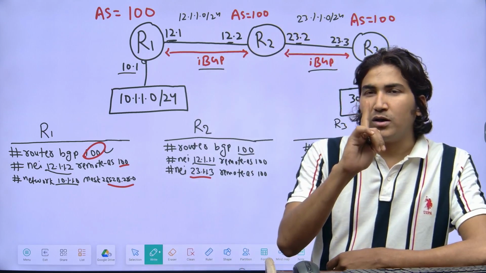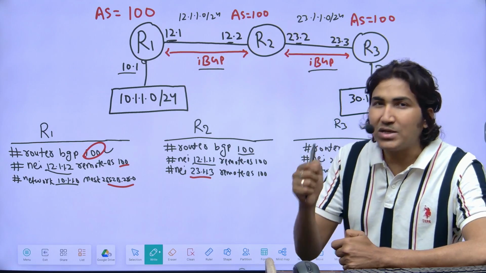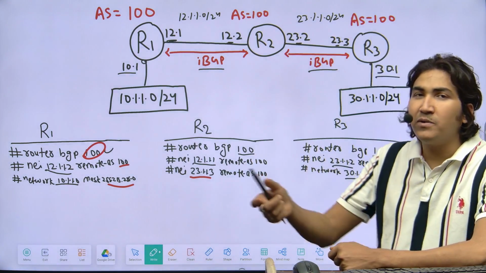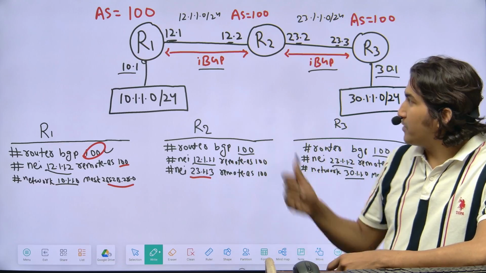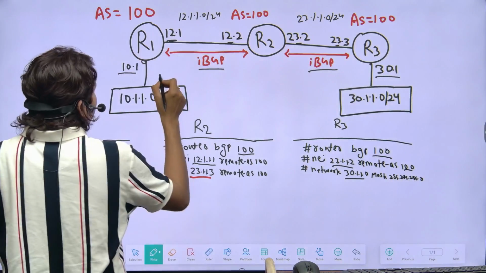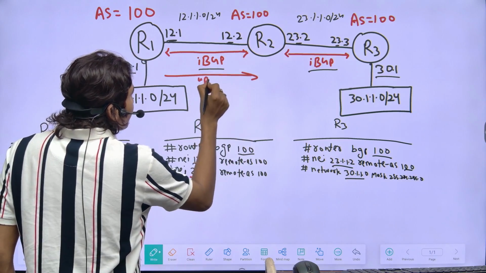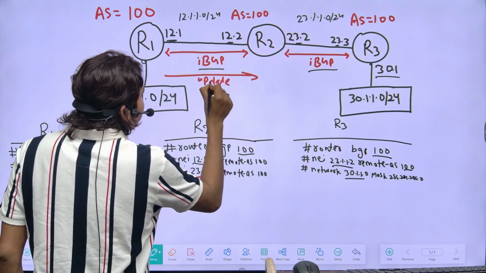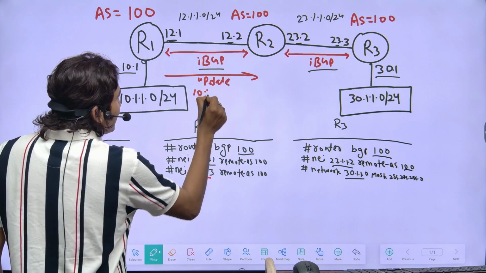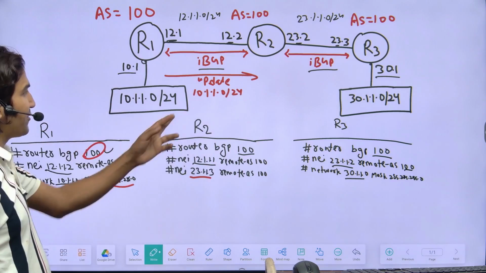The first rule of IBGP is the loop avoidance rule: do not advertise prefixes to your IBGP neighbor which you have received from another IBGP neighbor. For example, R1 is going to advertise this 10 subnet through an update message. It will generate one update message for R2, and in this update message there will be NLRI information, meaning network information 10.1.1.0/24, network layer reachability information.